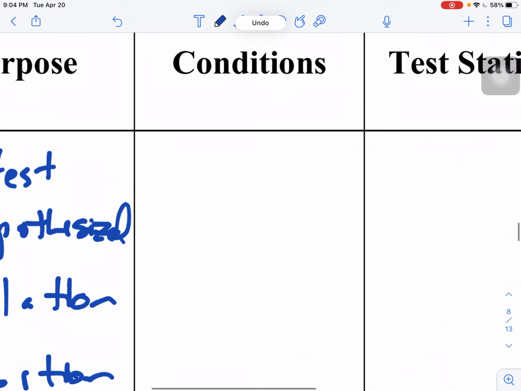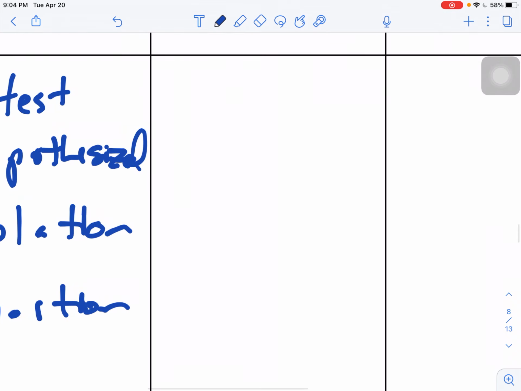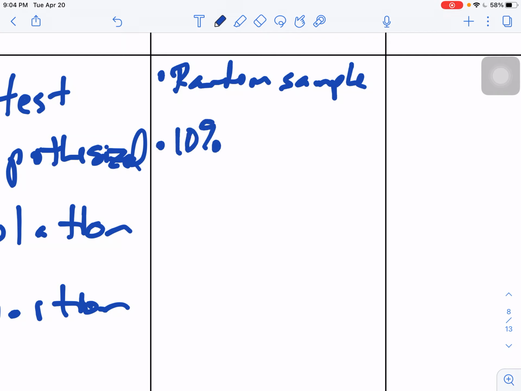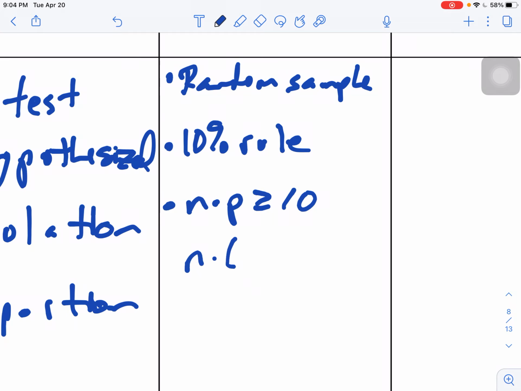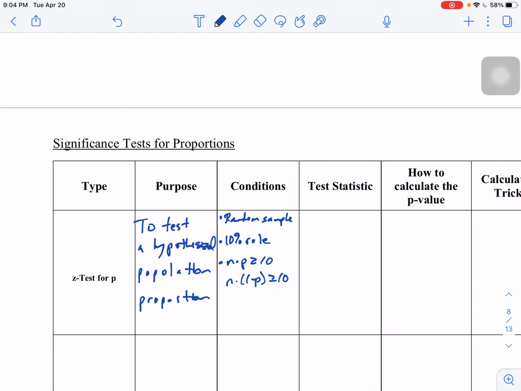Conditions. So we're pretty familiar with these at this point. We need a random sample. Okay, I'm just going to write 10% rule. And remember what that means is that the sample can be no more than 10% of the population size. So that 10% rule needs to be met. N times P needs to be greater than or equal to 10. And N times 1 minus P greater than or equal to 10. So those are those conditions.